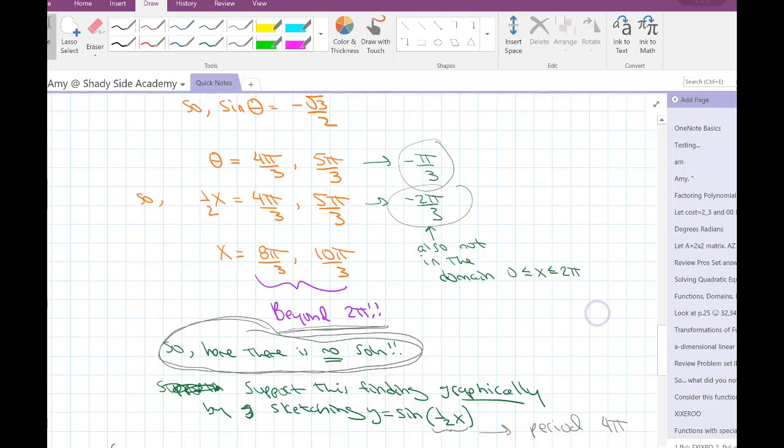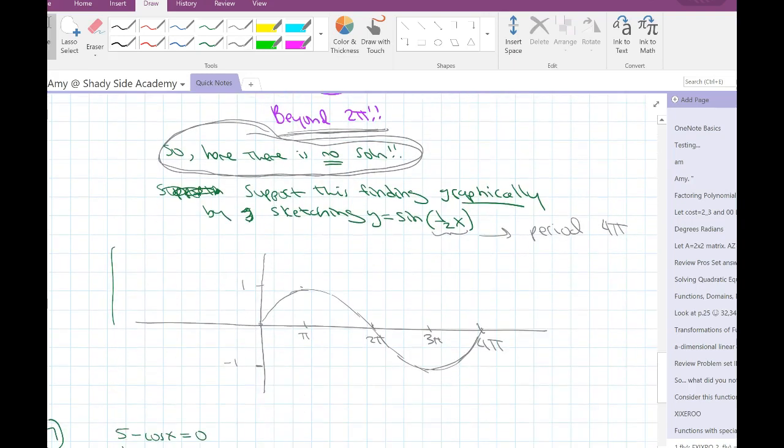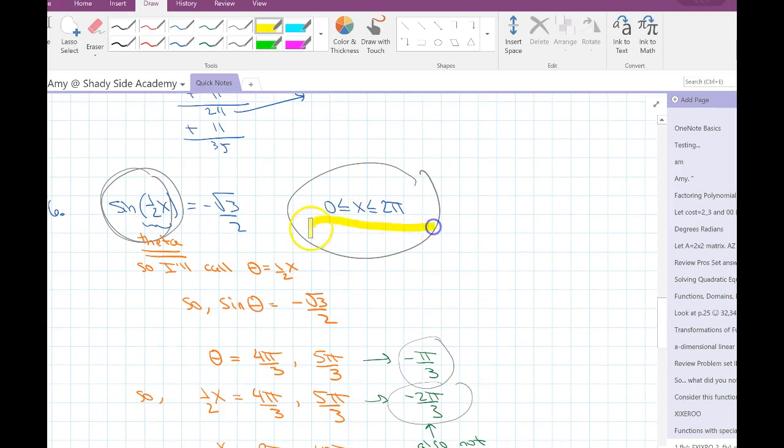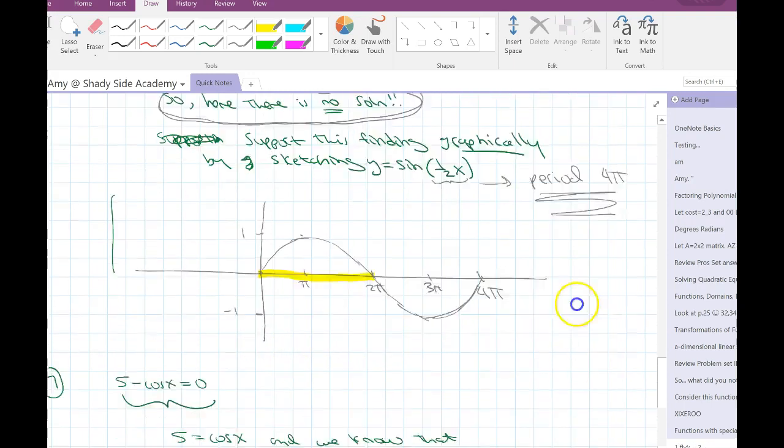Basically when you are asked to support something graphically, you're asking someone to support this finding here with a graph. And so what I did here was I graphed this. Here is sine of 1/2 x. Notice that sine of 1/2 x has a period of 4 pi. And you'll notice that over the interval of 0 to 2 pi, which is the interval that I wanted to solve, there is no angle between 0 and 2 pi where the sine value is negative. That was a great question, I have to say.